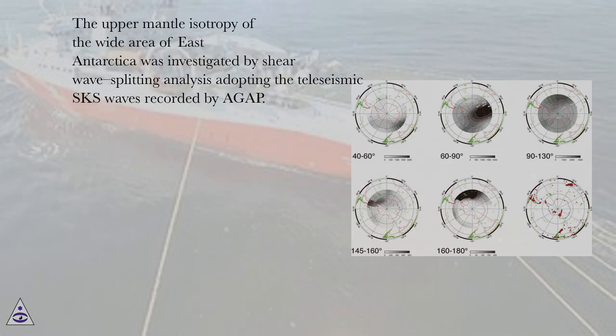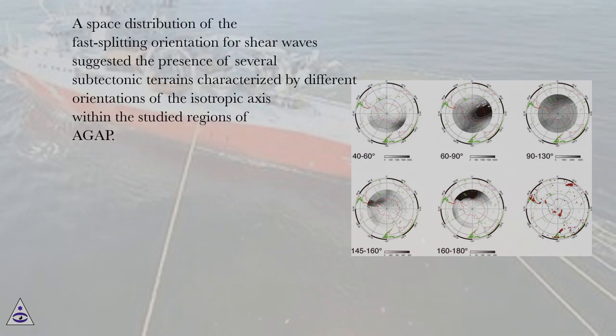The upper mantle anisotropy of the wide area of East Antarctica was investigated by shear wave splitting analysis, adopting the teleseismic SKS waves recorded by AGAP. A spatial distribution of the fast splitting orientation for shear waves suggested the presence of several subtectonic terrains characterized by different orientations of the anisotropic axis within the studied regions of AGAP.